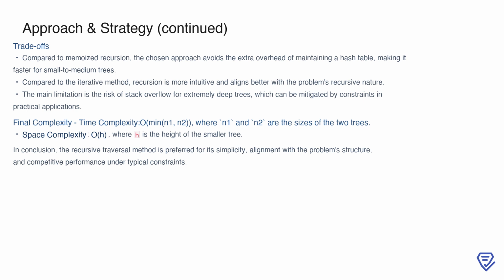In terms of complexity, the recursive traversal has a time complexity of O(min(n1, n2)), where n1 and n2 represent the sizes of the two trees. The space complexity is O(h), where h is the height of the smaller tree, due to the recursion stack. In conclusion, this method is preferred for its simplicity, natural alignment with the problem structure, and competitive performance under typical constraints, making it the best fit for this problem.